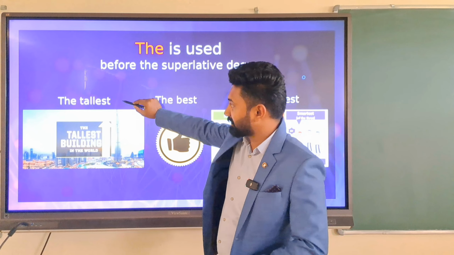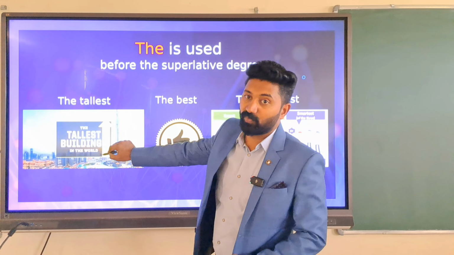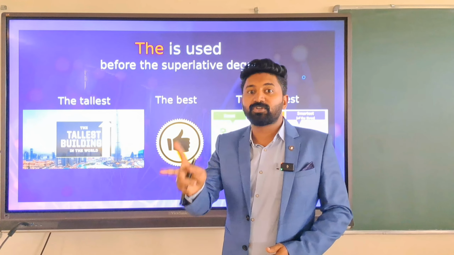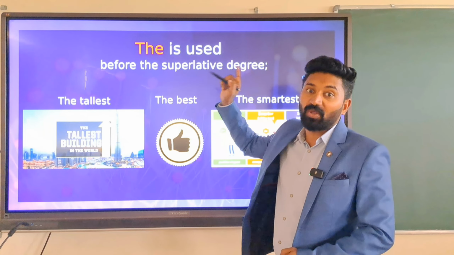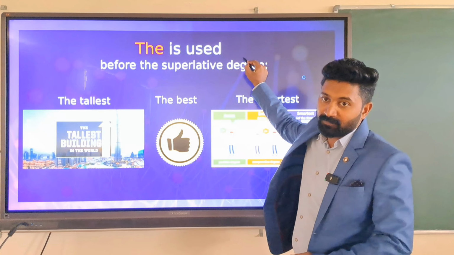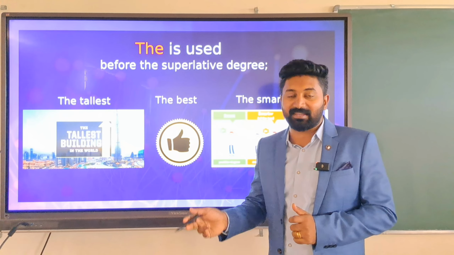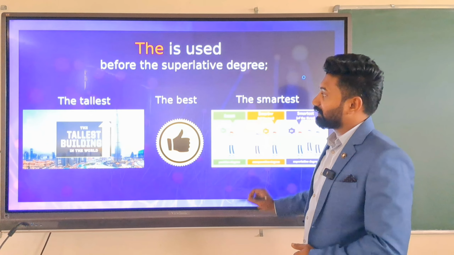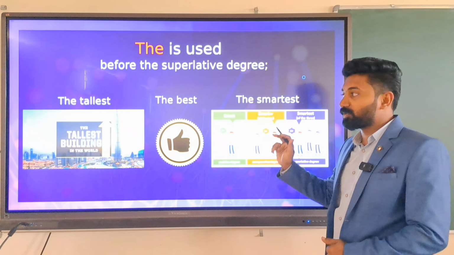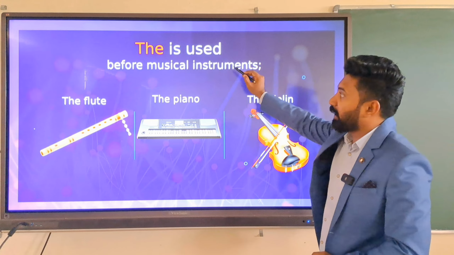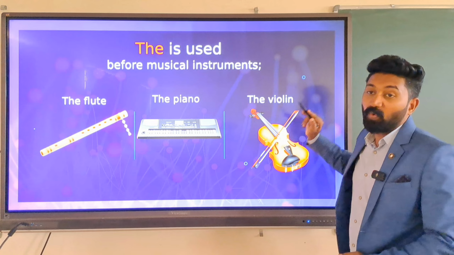Let's also discuss a few more examples. The tallest. When I speak about the tallest building in the world, you cannot think of having two buildings. It should be one single building which stands as the tallest in the world. The best. When I say he is the best student in the class, you cannot think of having a second one, right? So that's how you discuss the superlative degree along with the definite article the. Let's move on to the next slide. The is used before musical instruments. For example, the flute, the piano, the violin.